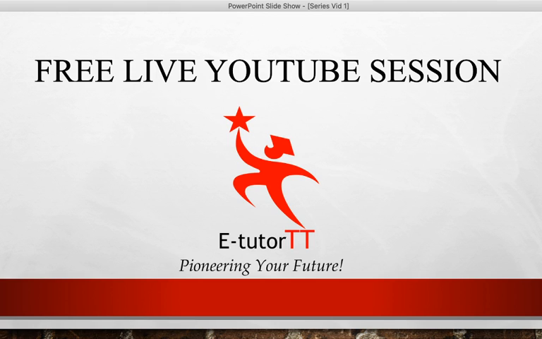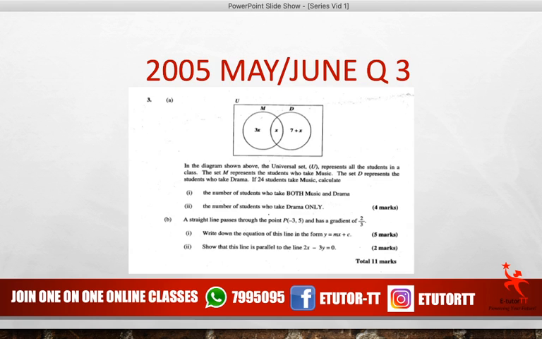Hi guys, so today we're going to do May-June 2005 question 3, and we're going to start with number 3A, it's sets. In this diagram we see we have M, D, and U.